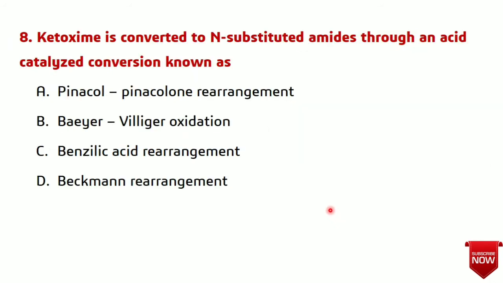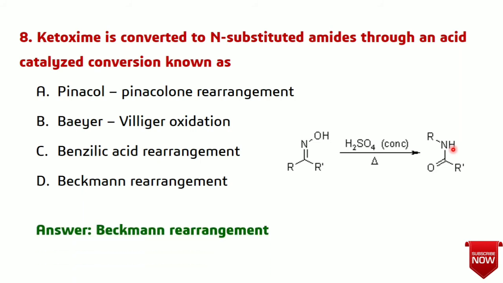Coming to question number 8. Ketoxime is converted to N-substituted amides through an acid catalyzed conversion known as. It is the well-known rearrangement reaction of ketoxime to N-substituted amides, that is nothing but Beckmann rearrangement. Here the ketoxime in acidic condition, under heating, is converting into amide form. So you can call it a Beckmann rearrangement. In the next slide, we can observe the pinacolone rearrangement, Baeyer-Villiger oxidation and benzilic acid rearrangement.